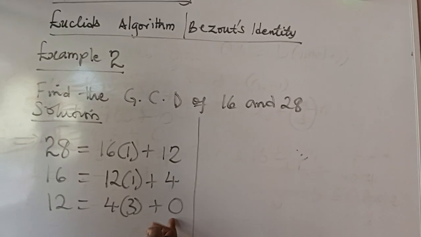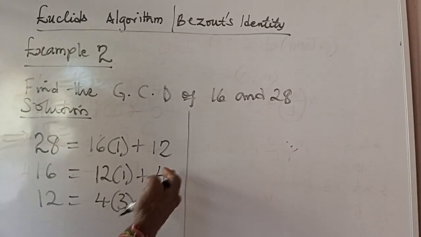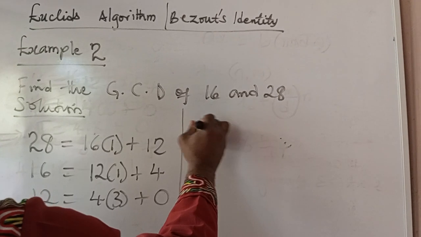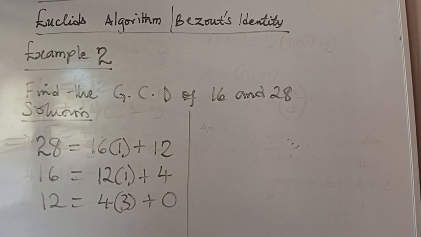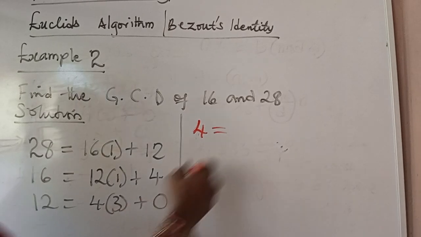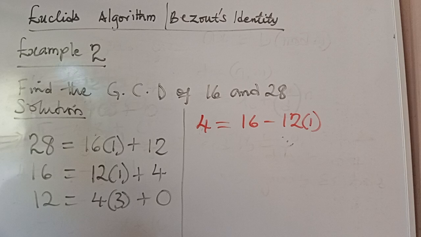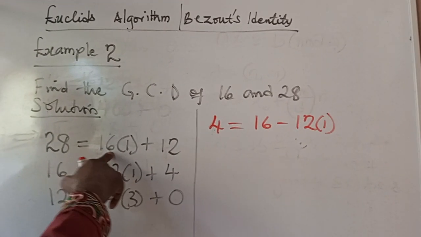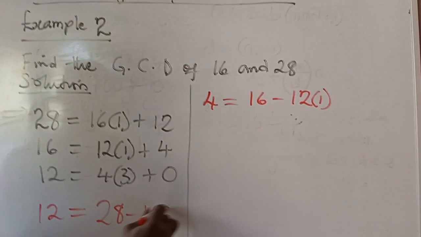Having seen that 0 is equal to 12 minus 12, because 4 times 3 is 12, we don't need that part. Let's begin with 4. Now, we observe that 4 is equal to, using the additive inverse of 12, 16 minus 12. And then 12 itself is 28 minus 16.